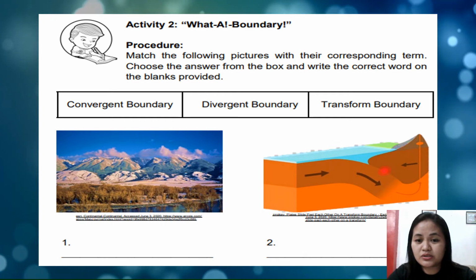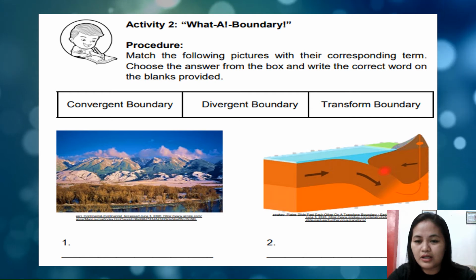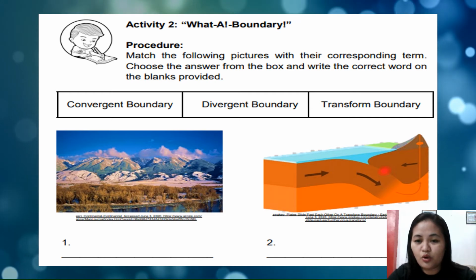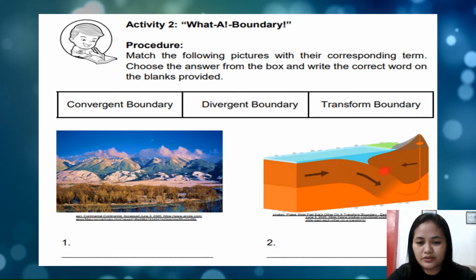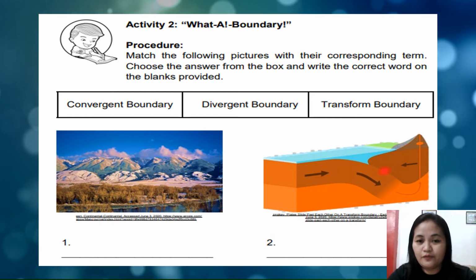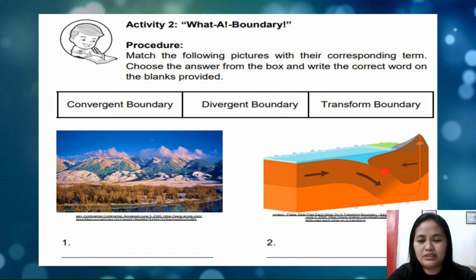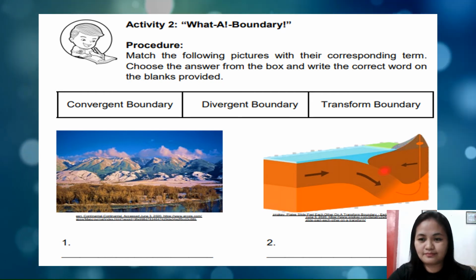And the arrows will tell you the answer. Arrows that are colliding or going towards each other. Pili na kayo. Convergent, divergent, or transform boundary. Moving on.